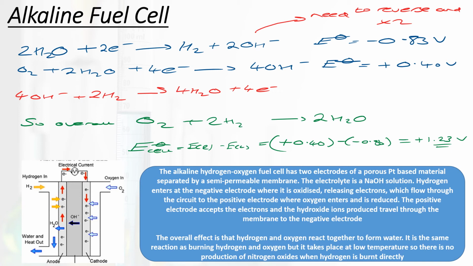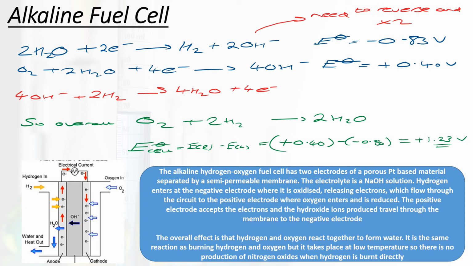And so hydrogen enters at the negative electrode. We know our negative electrode is our anode, and our anode is where oxidation happens from red cat an ox. And so our hydrogen is oxidized, it releases electrons. These electrons flow through the circuit to the positive electrode, and that's where our oxygen enters. So that must be our cathode, and we know that where the cathode is, that's where reduction happens. So the oxygen is reduced. And so the positive electrode accepts the electrons, and the hydroxide ions that are produced from this travel through the membrane. This is why we have to have this semi-permeable membrane. They travel through the membrane towards the negative electrode.